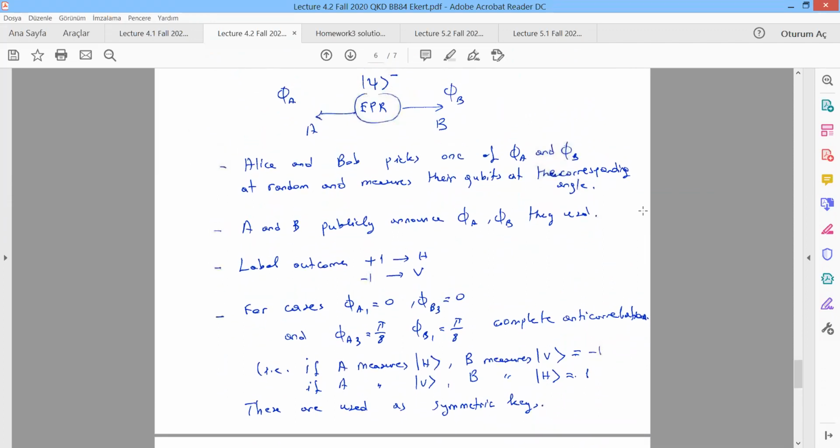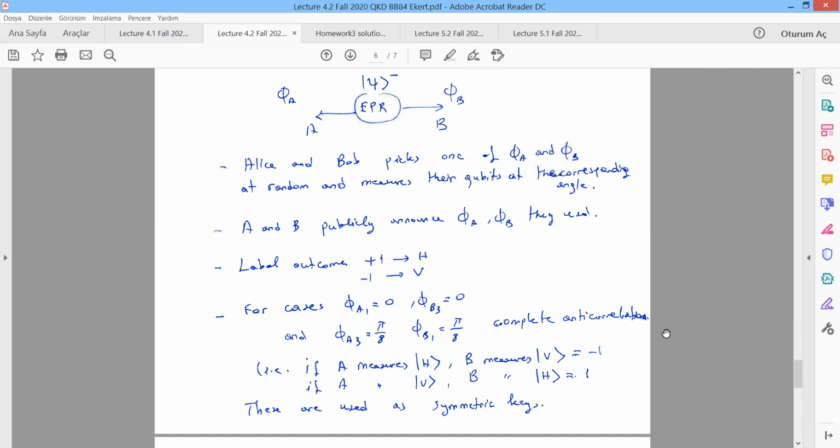There is complete anti-correlation, and these can be used as symmetric keys. So Alice and Bob make a measurement at random, but at the same time they publicly announce the angles that they use. So if it happens that phi A equals 0 and phi B equals 0, or phi A equals pi over 8 and phi B equals pi over 8, since these measurement angles are announced publicly, there is complete anti-correlation according to the Bell state. So these can be used as symmetric keys.